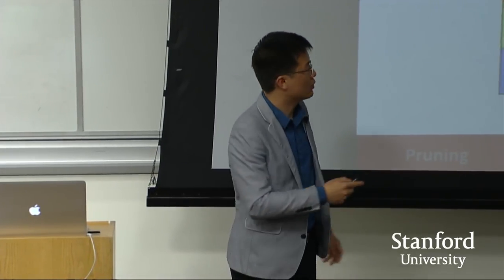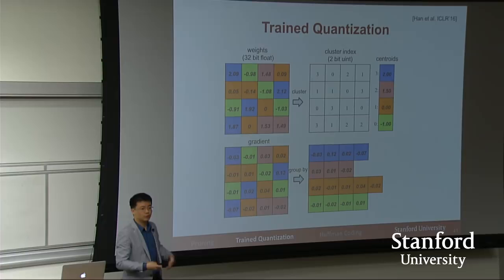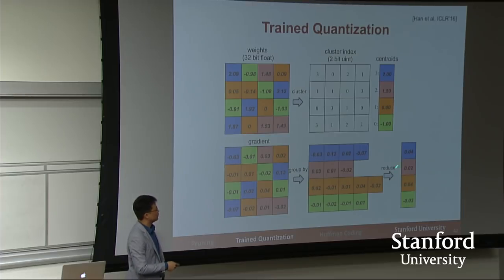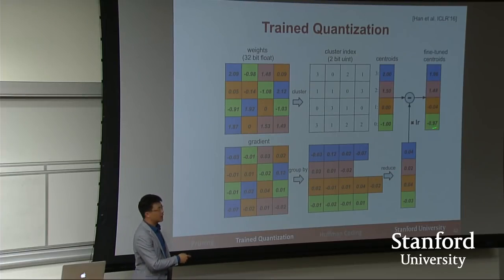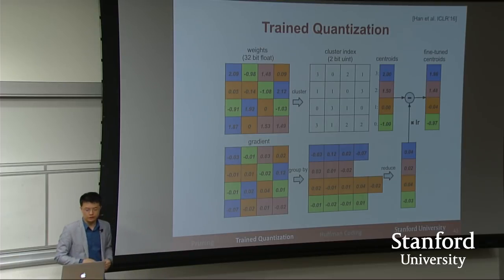And how do we train such a neural network? The weights are bound together, right? So after we get the gradient, we color them in the same pattern as the weights. Then we do a group-by operation, having all the weights with the same index grouped together. Then we do a reduction by summing them up, multiply by the learning rate, and subtract from the original centroid. That's one iteration of SGD for such a weight-shared neural network.